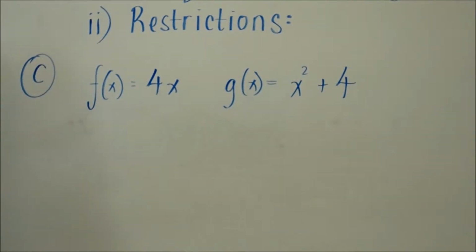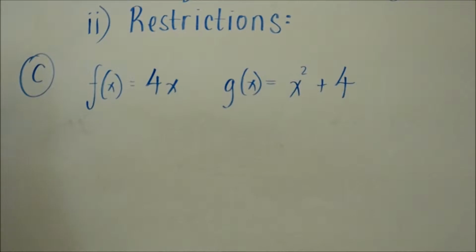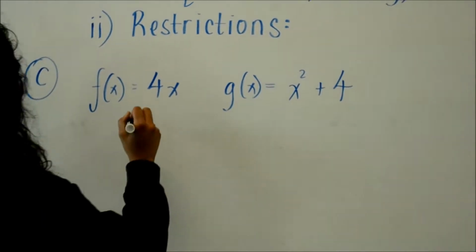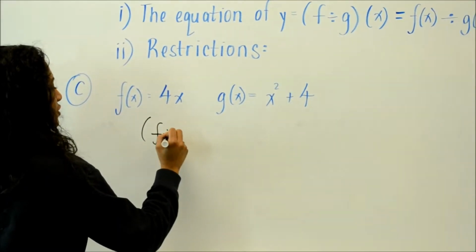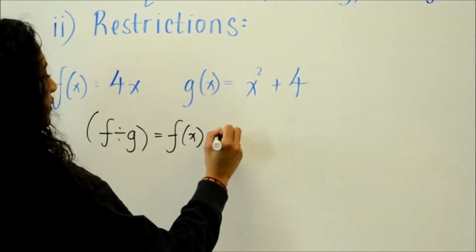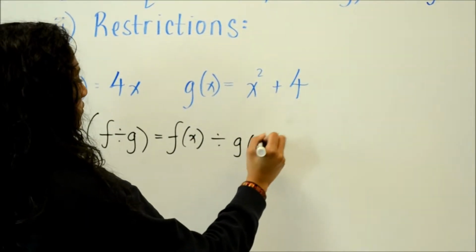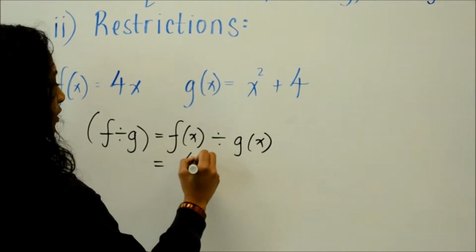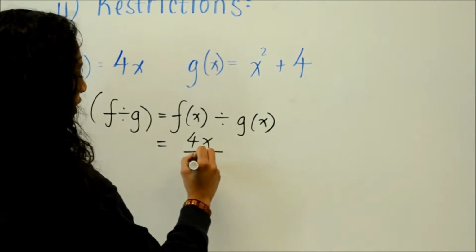half. For example C, we have f at x, which is equal to 4x, and g at x, which is equal to x squared plus 4. So I'm going to start out by writing the formula, which is f divided by g is equal to f at x divided by g at x. So for f at x, we have 4x all over g at x, which is x squared plus 4.